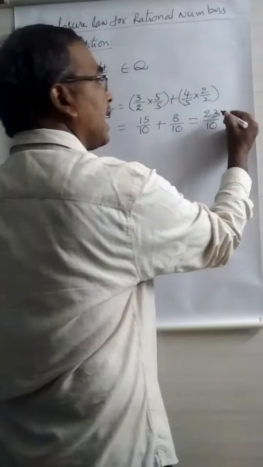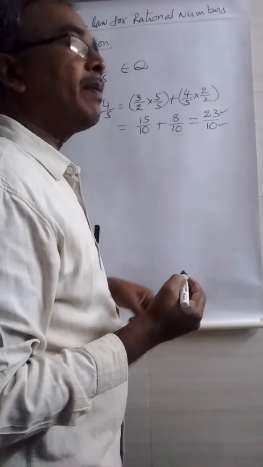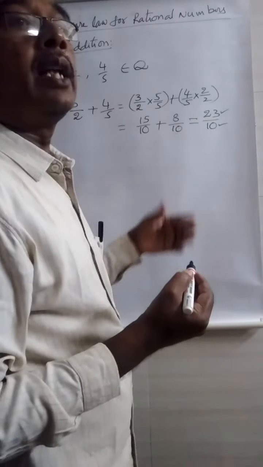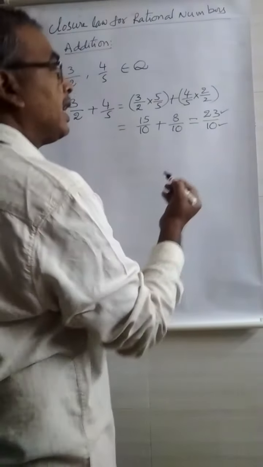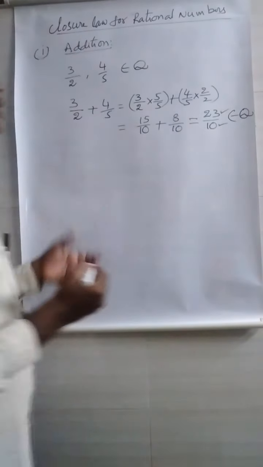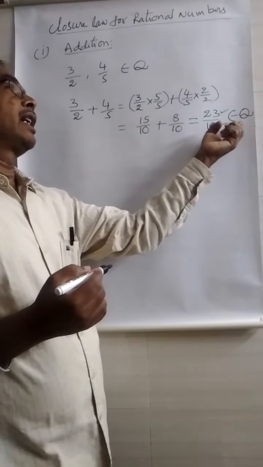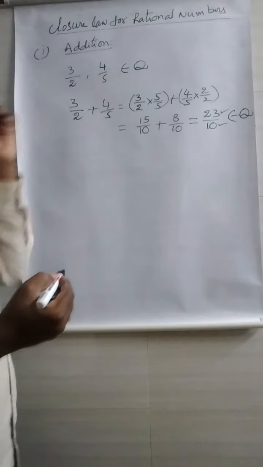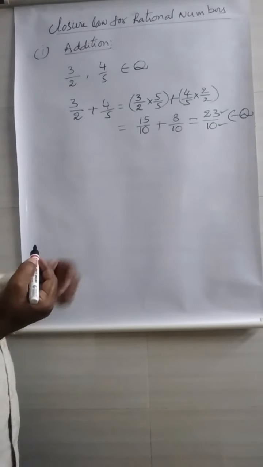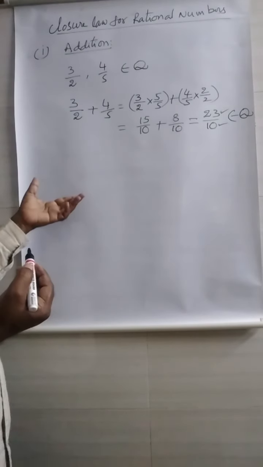Here 23 is an integer and 10 is also an integer. Hence 23/10 is in the form of p/q. Hence it is also a rational number. That means we take two rational numbers, the sum of those two, finally what we get? A rational number. Hence we can say under addition, the rational numbers are closed.